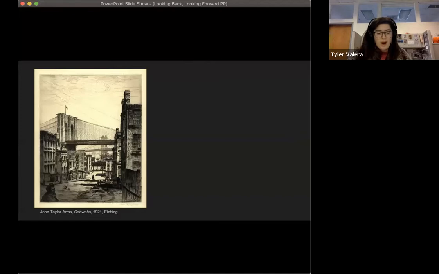Cobwebs depicts a wide street in 20th century New York City, with buildings pressed close together along the avenue. In the background of the composition, Armes emphasizes the taut cable lines of the Brooklyn Bridge, recalling the structure and elegance of a spider's web, which he evokes in the title, Cobwebs.